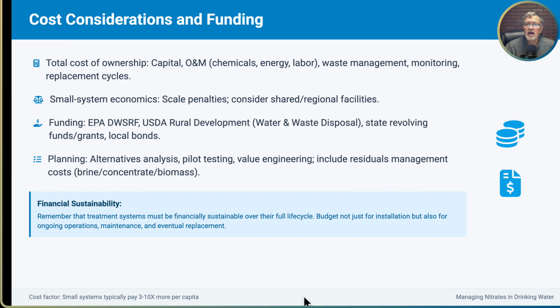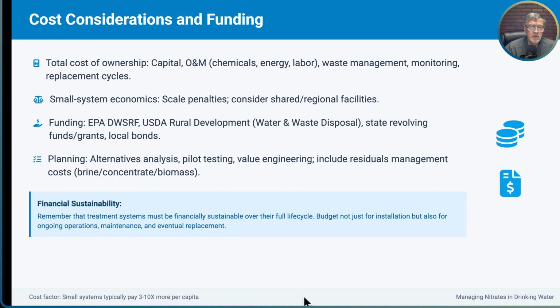So there's going to be OpEx and CapEx costs involved that you need to take into account. That's going to need to be worked into your asset management plan and your capital improvement plan to make sure you have the proper funding to do what you need to do here.